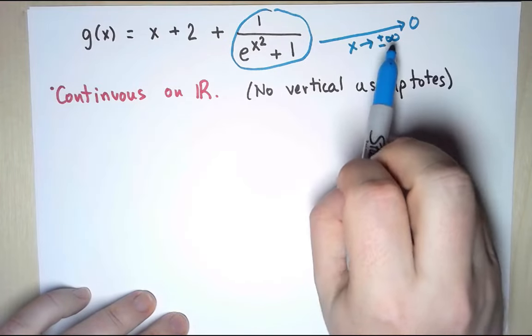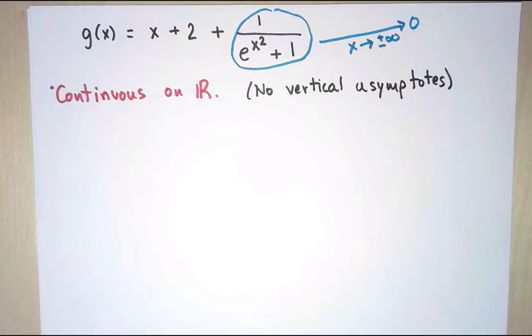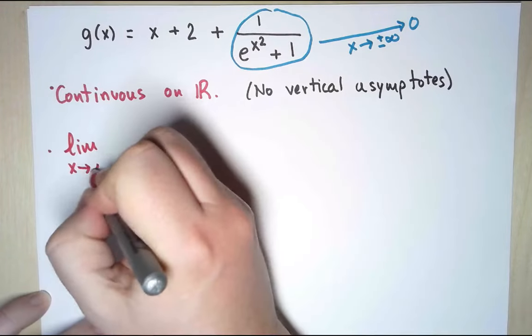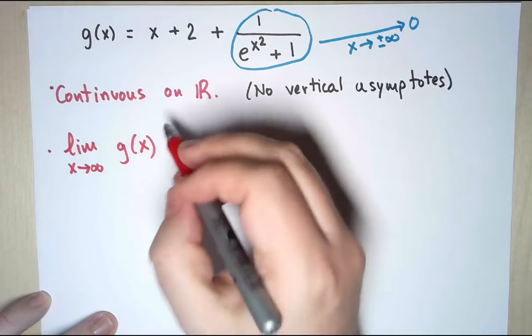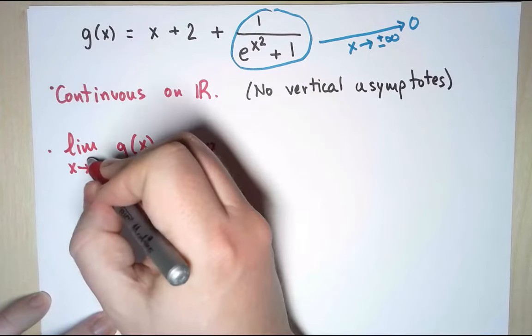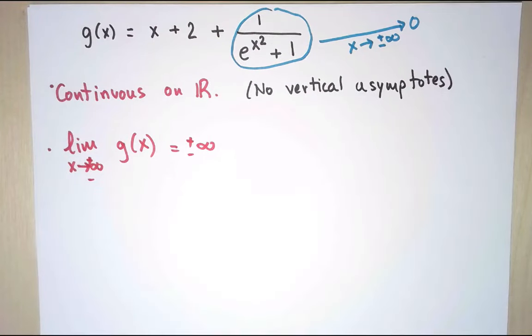So for large values of x or small values of x, the function is pretty much just like x plus 2 and nothing else. In other words, the limit of this function as x goes to infinity is just the limit of this piece, which is infinity, and at minus infinity it is also the limit of this piece, which is minus infinity. So there are no horizontal asymptotes.